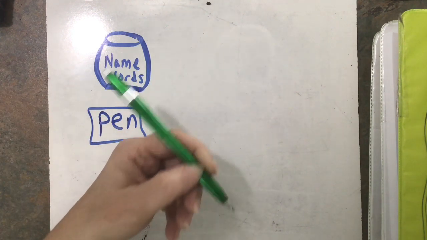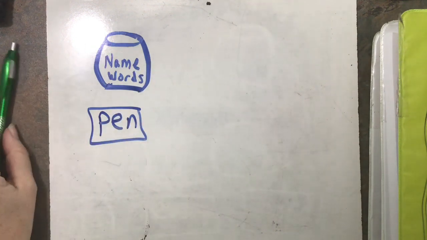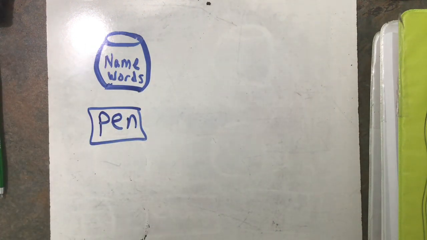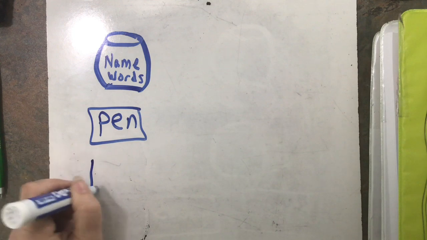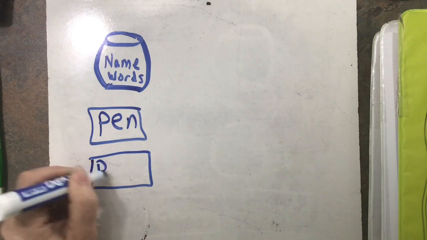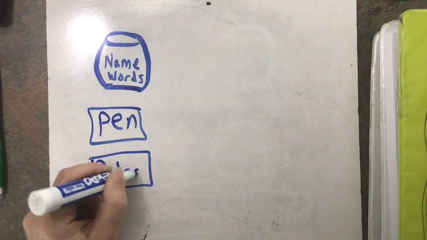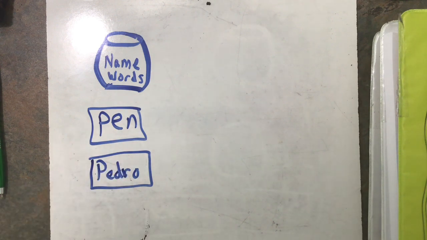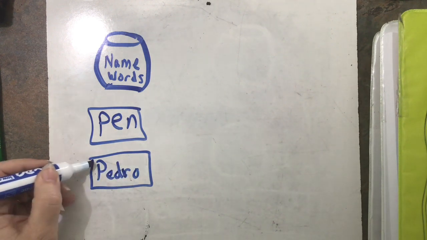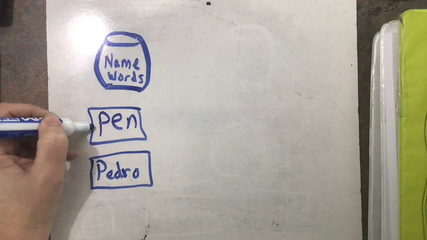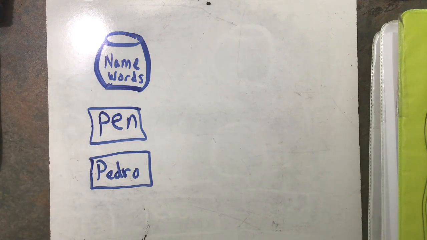Name words are names of things. They're also names of people. I used several of your names just a few minutes ago. Pedro, that's the name of a person. Name of a thing and name of a person.